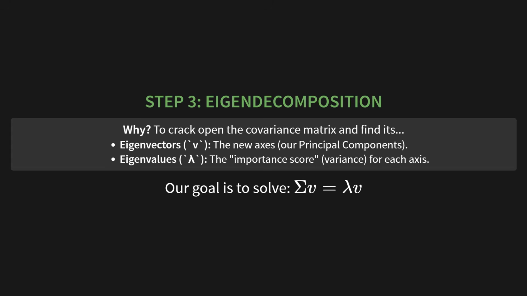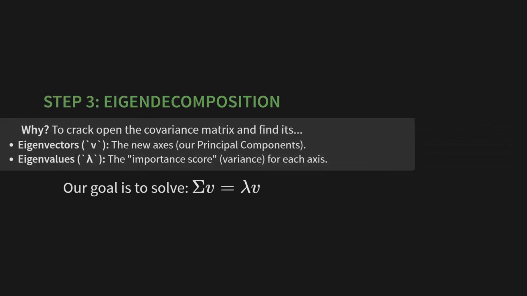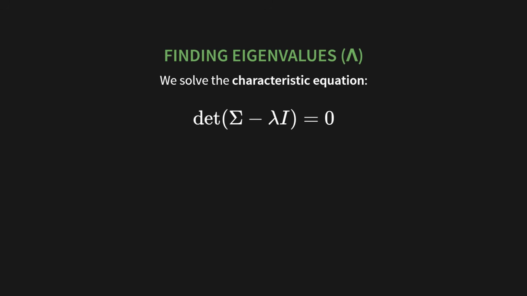and its eigenvalues, which are the importance score or variance for each of those axes. Our goal is to solve the equation you see right here, sigma v equals lambda v. To do that, we start by finding the eigenvalues, lambda. We solve what's called the characteristic equation, the determinant of sigma minus lambda I equals 0.